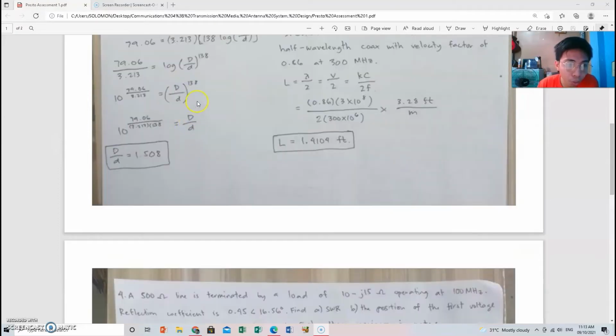So we just need to eliminate this exponent. So exponentiate both sides by 1 over 138. So this will be eliminated, and as we can see, it is left with d over d, and the left side will be multiplied by an exponent of 1 over 138. That's why we have a denominator of 138 here. So just simply calculate this in your calculator, and the ratio will be found as 1.508.